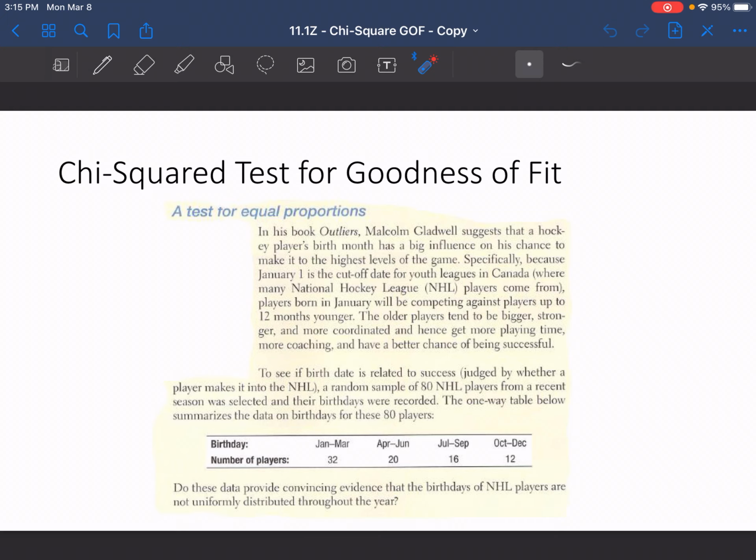Players born in January will be competing against players up to 12 months younger. The older players tend to be bigger, stronger, and more coordinated, and hence get more playing time, more coaching, and have a better chance of being successful.